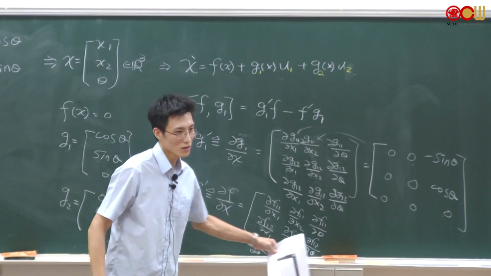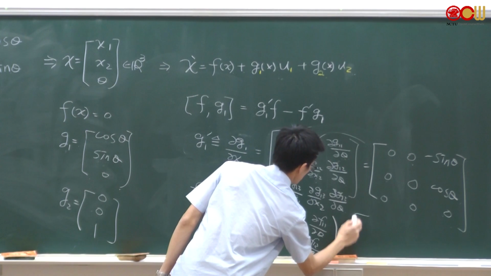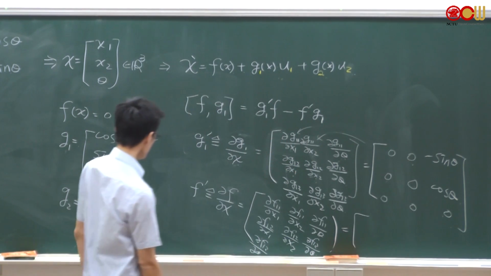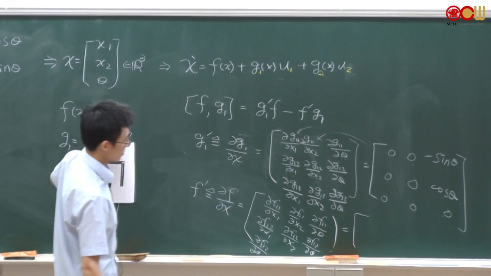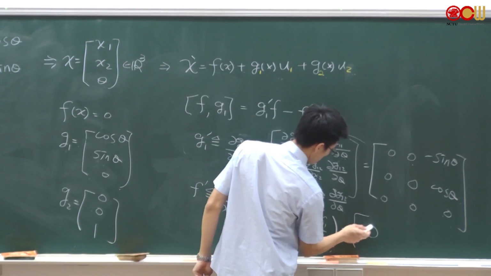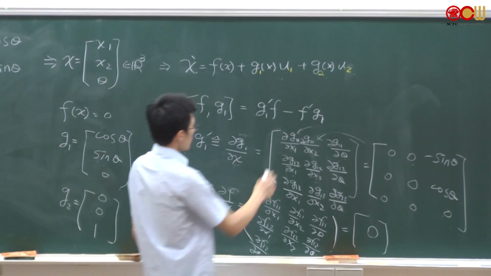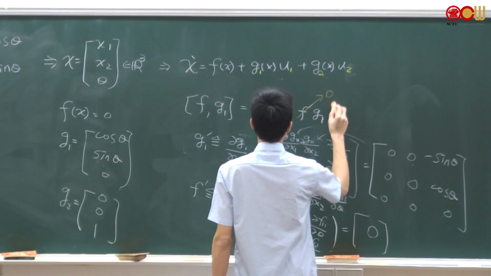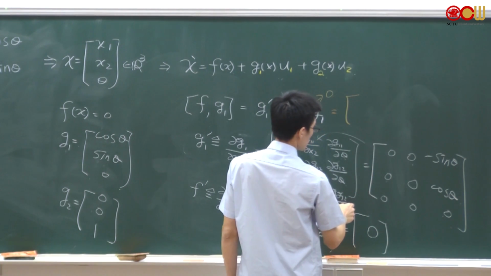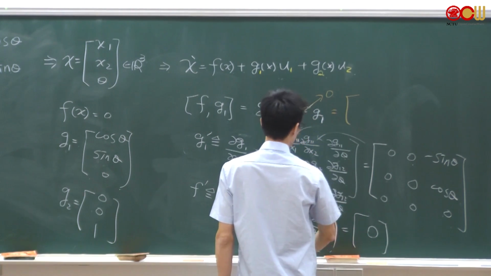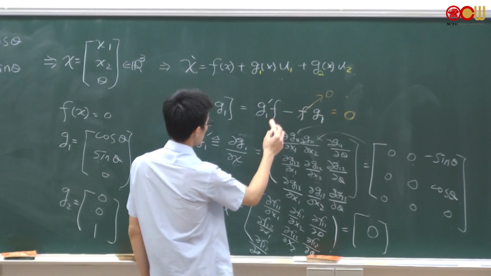I skip these two. Okay, should be fine, right? So what's this? F1 is, everything is 0. So it will be 0. Okay? So this one is 0. So G1 prime F will be 0.